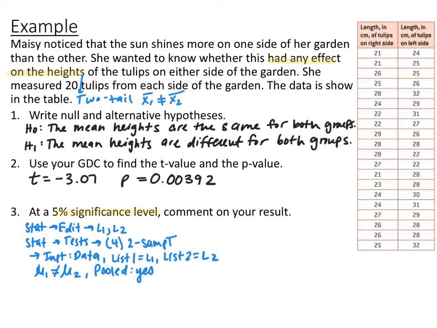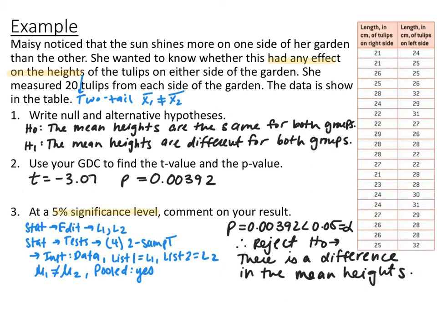If you do all this, you should end up with a t-value of negative 3.07. That's similar to your chi-squared test statistic, but this is our t-test statistic. And then our p-value is 0.00392. This is the same thing as our chi-squared test for independence and goodness of fit. This is our probability value, and you compare it to your significance level the same way. For a t-test, we mostly use a 5% significance level, but you can use 1% or 10% like we do for chi-squared. So now that we have our p-value, compare that to our alpha level and comment on our result.